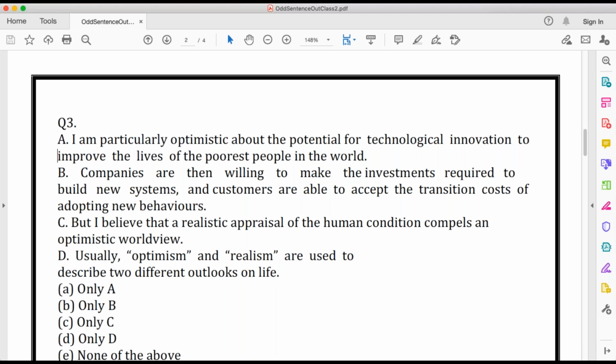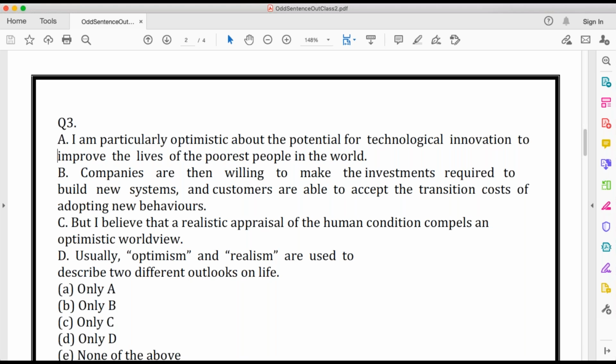D talks about optimism, D talks about realism. Optimism is being talked about in sentence A, realism is being talked about in sentence number C. So definitely A, C, and D are related. Is B related to anything being talked about in A, B, or C? B is not talking about any innovation or any system to improve the lives of the poorest people. It is talking about building the new systems for customers to adopt new behaviors. It is entirely unrelated to what is being talked about in A, C, and D.